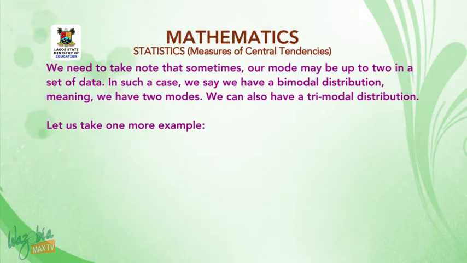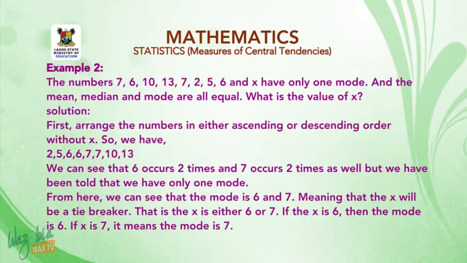You need to take note that sometimes our mode may be up to 2 in a set of data. In such a case, we say we have a bimodal distribution, meaning we have 2 modes. We can also have trimodal, with 3 modes, and so on. So let's take one more example.